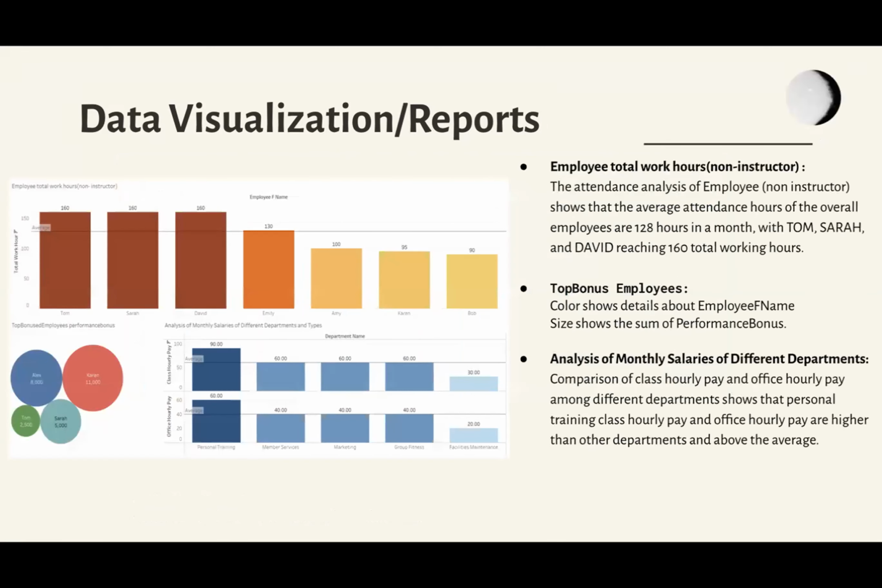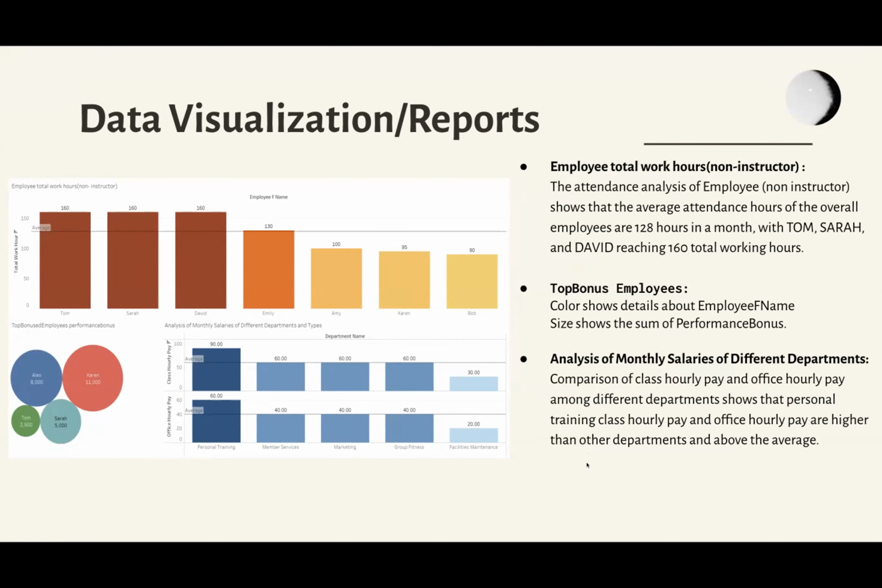And then we showed the employee total work hours, the attendance analysis of the employees who are not instructors, which shows that the average attendance hours of the overall employees are 128 hours in a month. And we also showed the top bonus employee. And then we analyzed the monthly salaries of different departments. And that's all. Thank you.